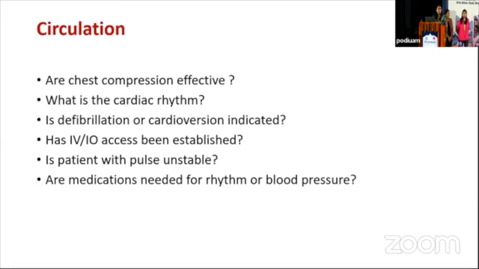If the patient is a conscious patient, whether it is a tachyarrhythmia or bradyarrhythmia, we have to recognize the rhythm and manage accordingly. And we have to give those medications which would convert those rhythms into a sinus rhythm, right? So we have to manage the circulation accordingly.